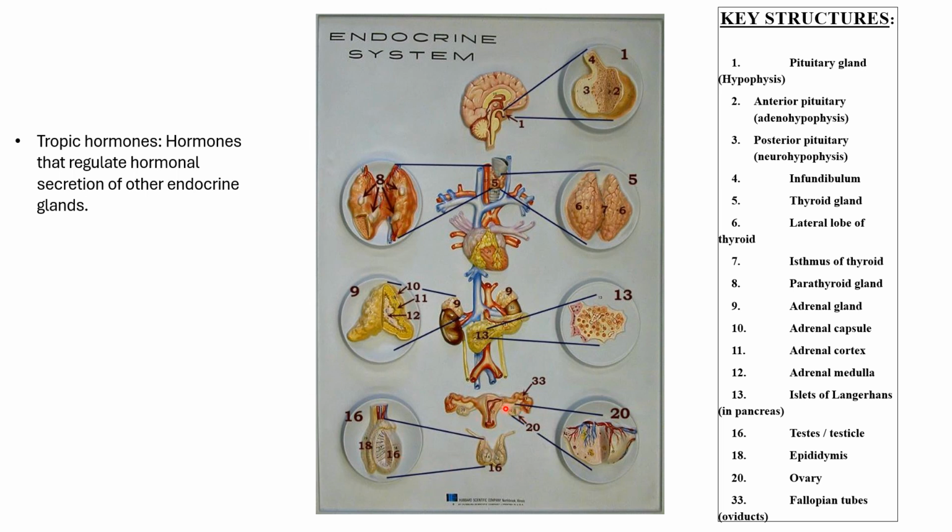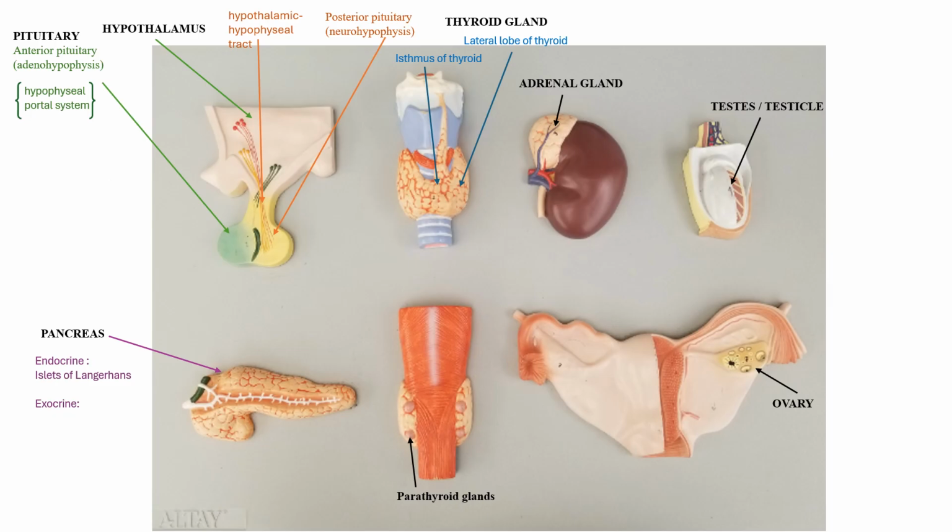So ovaries, they also are part of the endocrine system. In males, we have testes, this labeled number 16. These are the testes. 16 is the testes and 18 is the epididymis. So you have to be able to recognize these structures. Let's move on. Let's go over this slide.